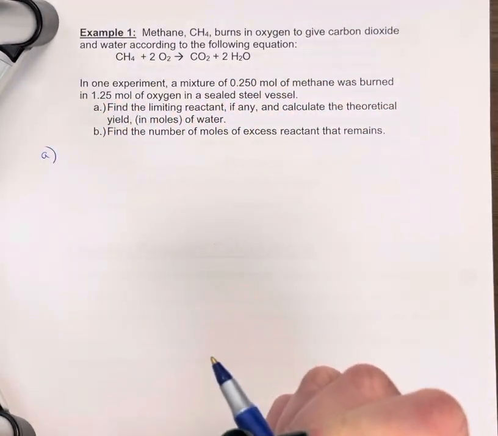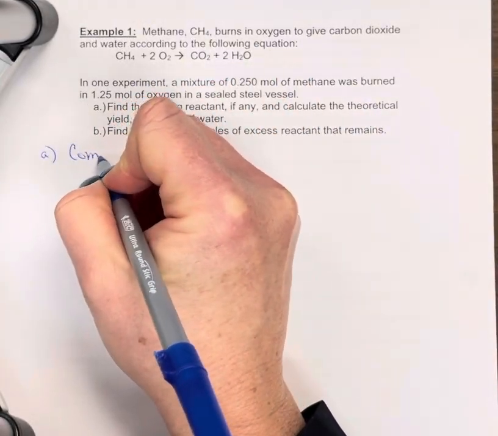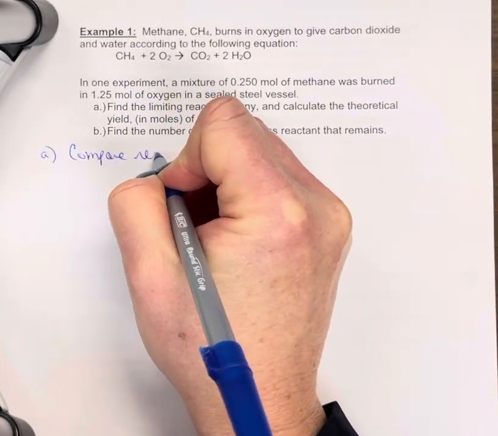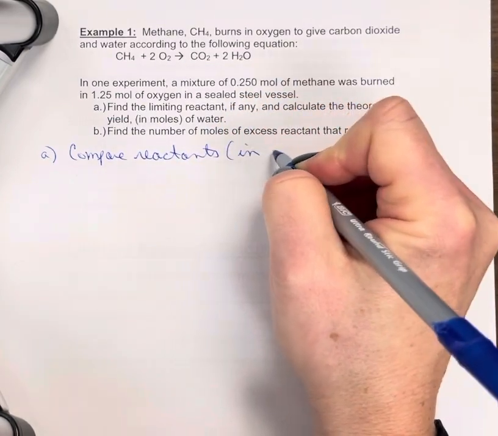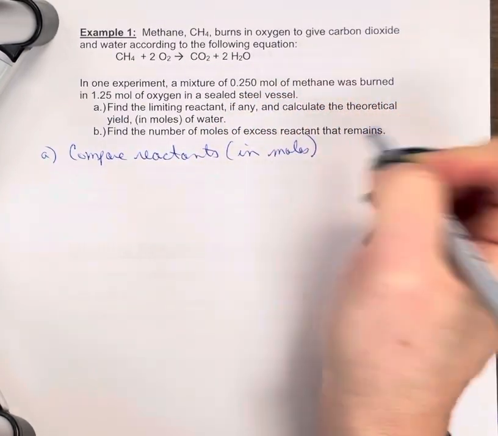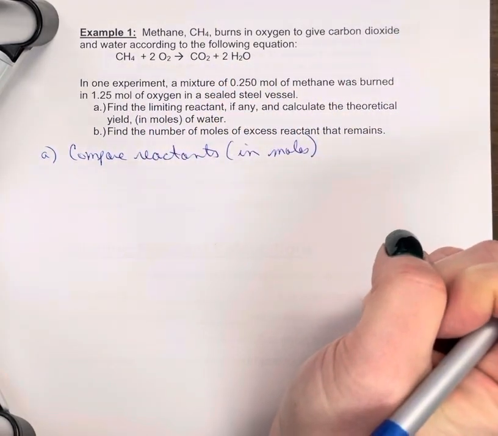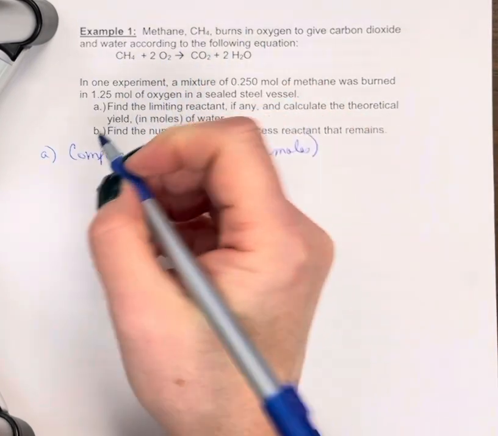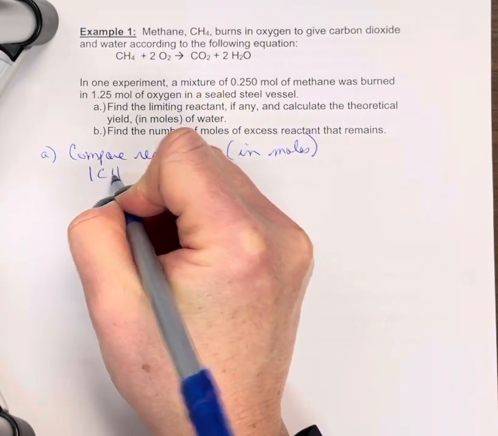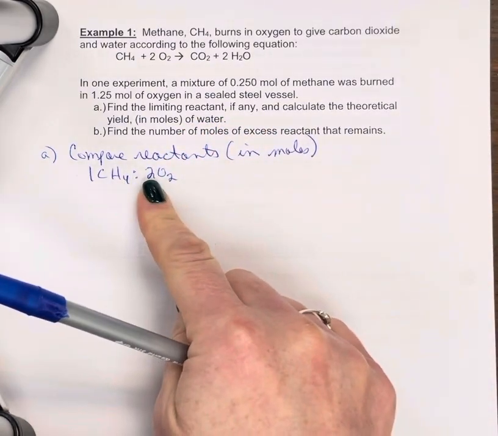So I always write down my steps a little bit, and I say we're comparing the reactants. To compare reactants, we need to make sure that the unit is in moles. So I'm just going to say in moles here. When we do this, we are in moles, so we can jump right into that step. So we're going to compare the CH4 to 2 O2. So we're doing a stoichiometry ratio here again, a mole ratio. According to the balanced equation, this is our ratio.